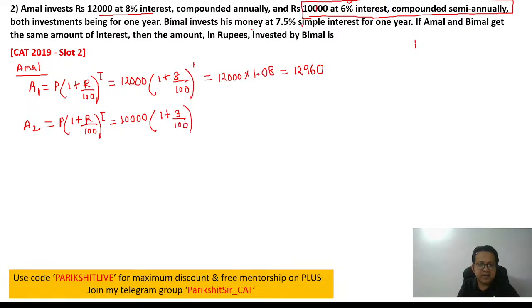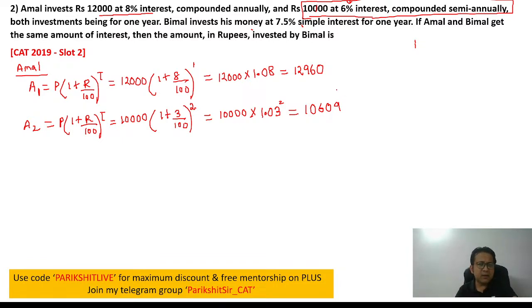What is T? T is the compounding frequency. How many times are you compounding? 2 times. So can I say 10,000 into 1.03 whole square? I am doing the calculations at my end. How much will this come out to be? 10,609 is how much you'll get after calculating this, right?